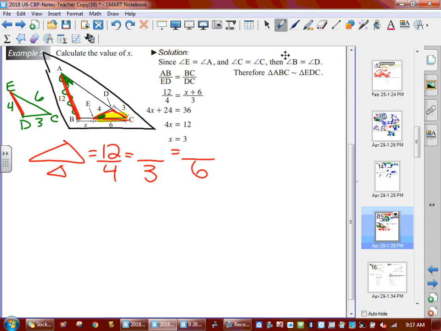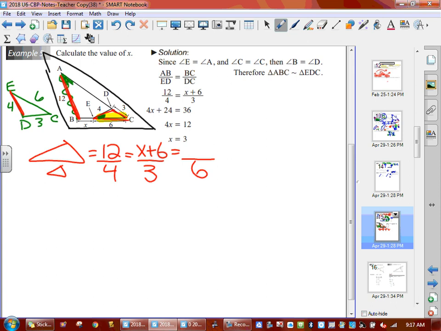So if I take a look right here, does anything match with my 3? Well, my 3 right here, that's my small part of my triangle. That's actually matching this guy right here. Okay? So the 3 is actually matching this whole bottom. See, 3's in the bottom, it's matching X plus 6. So I have to put X plus 6.